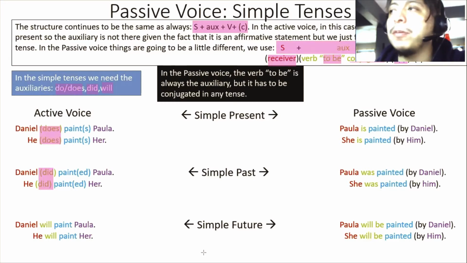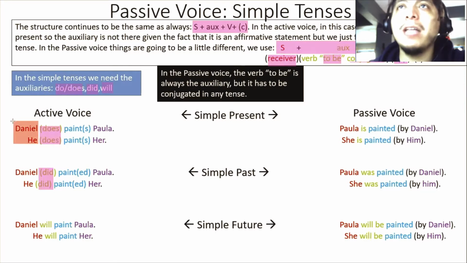So what do we have? We have, again, subject. In the active voice, the subject is the doer of the action. Daniel or he, yeah? If we want to use a pronoun, remember, we need personal pronouns to replace subjects. So the subject is Daniel, he, or whatever. The auxiliary on the simple present is do or does. In the case of Daniel, Daniel does or he does.